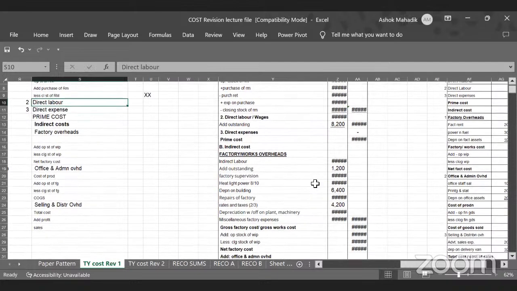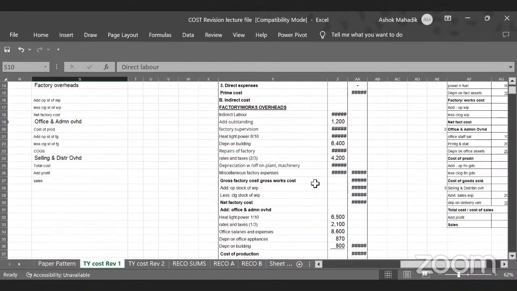Then we start with indirect cost. In that first item will be factory overheads. Under factory overheads, we cover all the items which relate to your production activity. Clear, students? Now some examples are given. Like indirect labor, if outstanding are there, we have to add it. Factory supervision, heat, light, power, depreciation on factory building, repairs to factory, even repairs of goods, if given in the question, will come here. Depreciation on factory assets will come here. Miscellaneous factory expenses, these items will appear here. I hope this is clear, students.